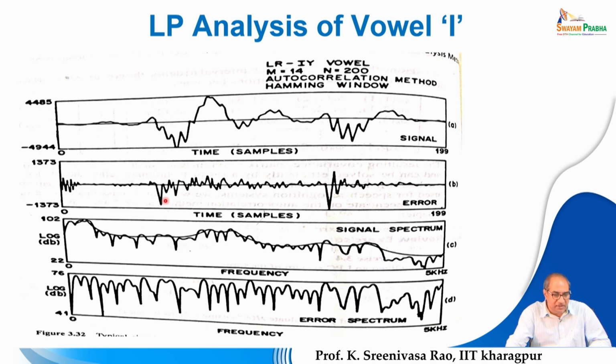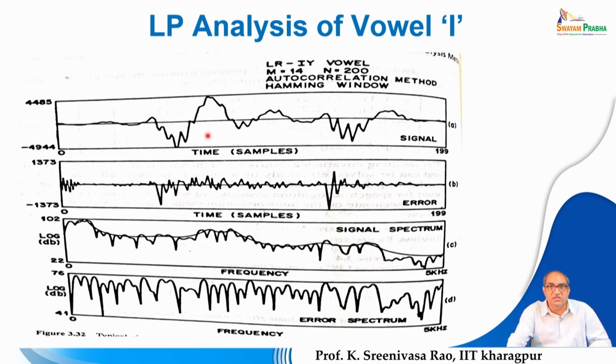Here you can see the error on the negative and positive side, and here also you can observe the highest error, the maximum error. This is because of the vocal folds closure, or the generation of an impulse due to the vocal folds closure. Since the impulse characteristics are very different from the previous samples, the prediction will be very poor, and that leads to the maximum error.